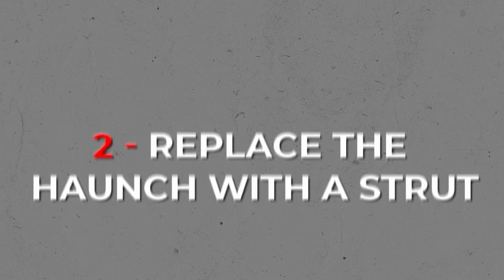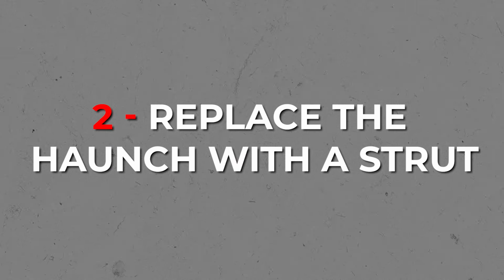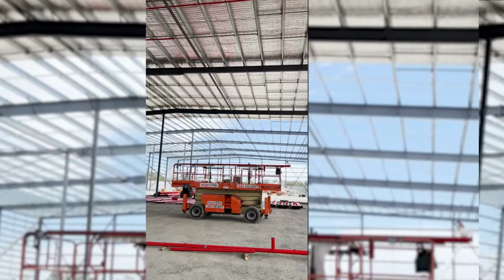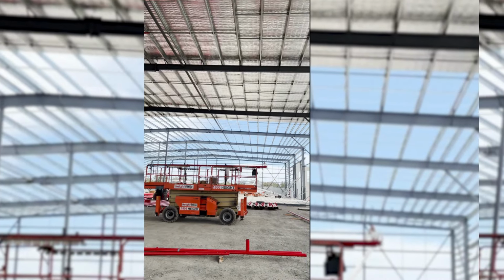Another alternative, which is not as popular but it can work, is to use a haunch section larger than the actual rafter, but make sure you investigate the connection to the column, the fabrication, and any aesthetic issues. Option number 2, replace the haunch with a strut. We've seen this detail in my video how to read structural steel drawings.